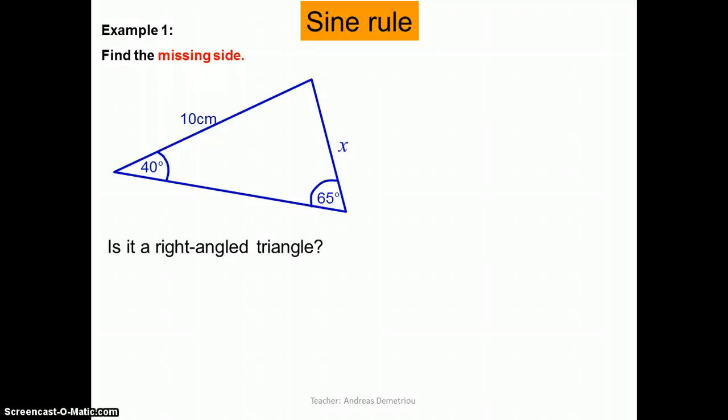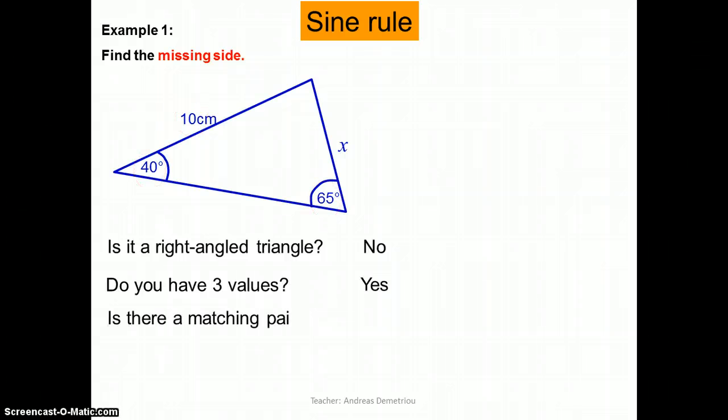One example is to find the missing side. Here, it's not a right-angled triangle, therefore you cannot use Pythagoras' theorem or trigonometry. Therefore, you need to check whether you have three values. You do have three values, and also you have a matching pair. Therefore, you can use the sine rule.